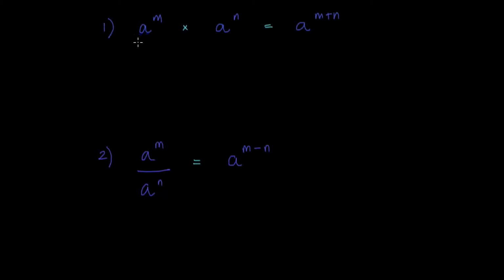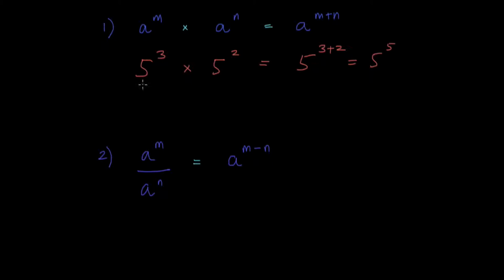When you have any base a raised to the n times the same base a raised to another exponent n, then you just add the exponents. So let's look at an example. If I have 5 raised to the third power times 5 raised to the second power, then that would give me 5. You keep the base the same, and you add the powers. So this would be 5 to the power of 5.